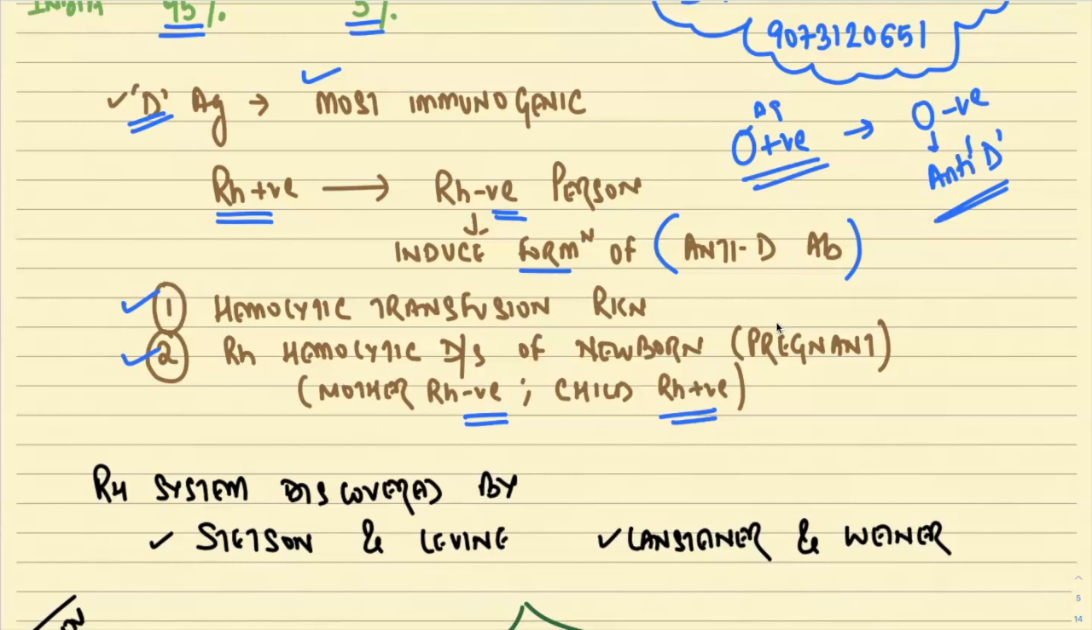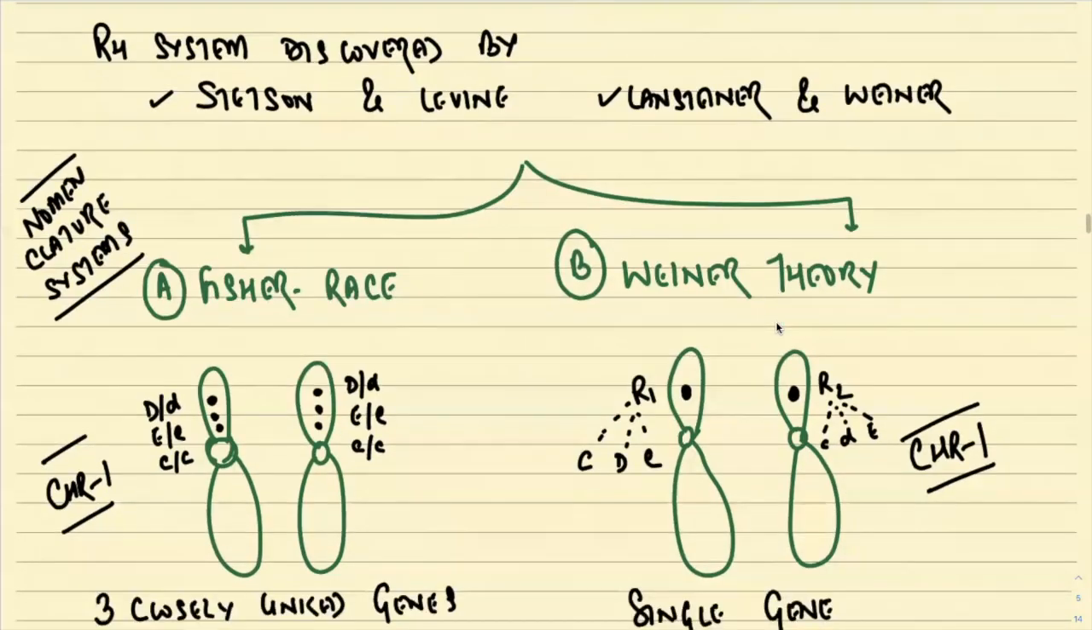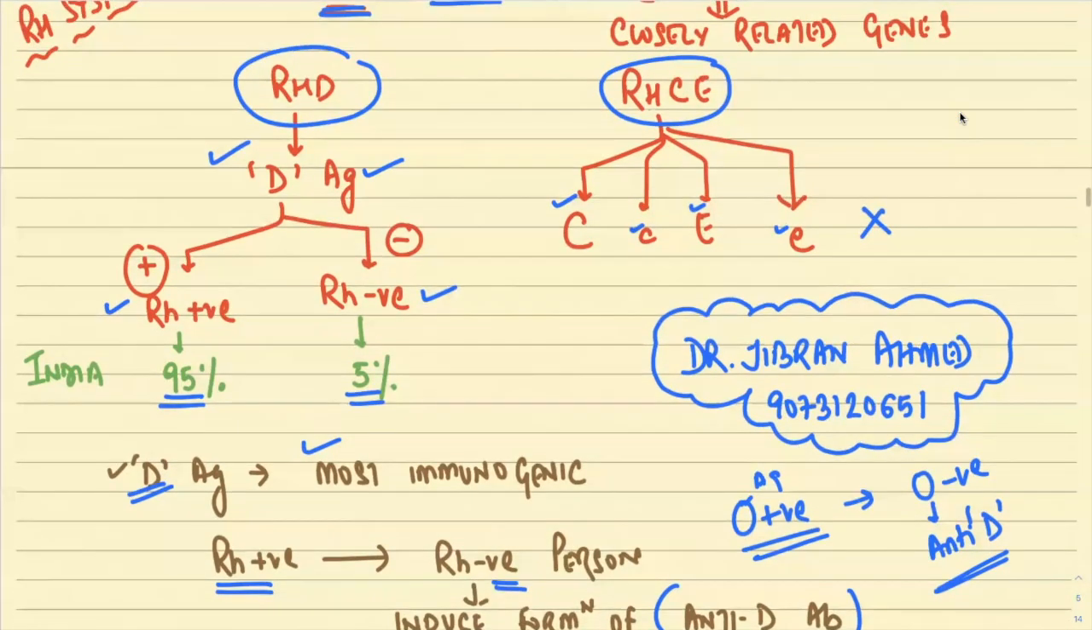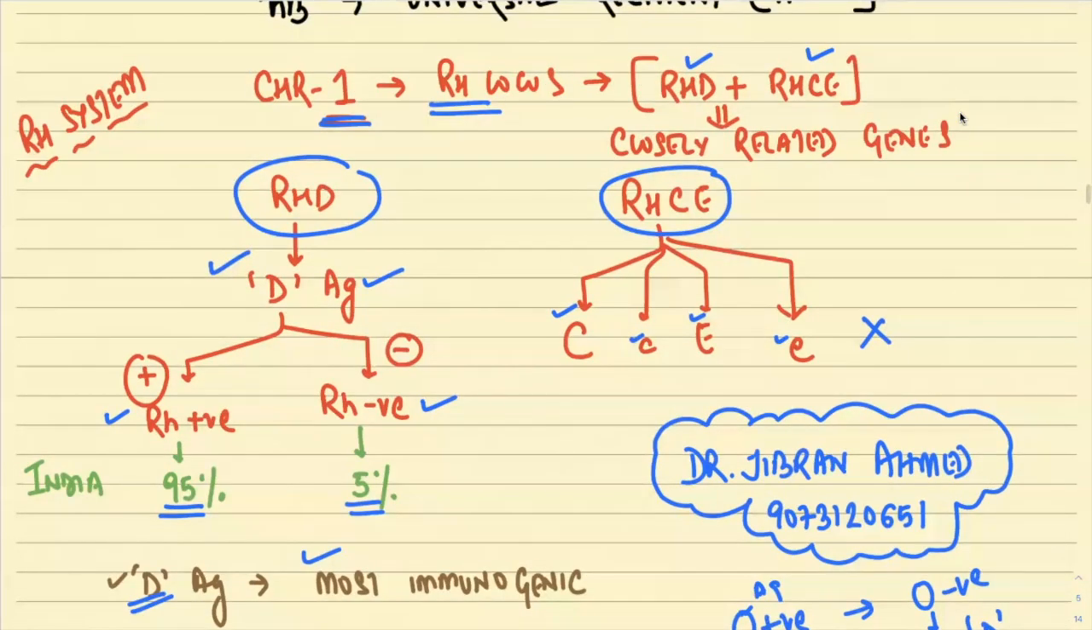Now this Rh system was independently discovered by two groups of scientists. One was Stetson and Levine, and another was Landsteiner and Weiner. This was in 1939 and this was in 1940. Now there was a nomenclature system. This is the current nomenclature system that we have already read about. You are going to write this when you are asked about the Rh system.